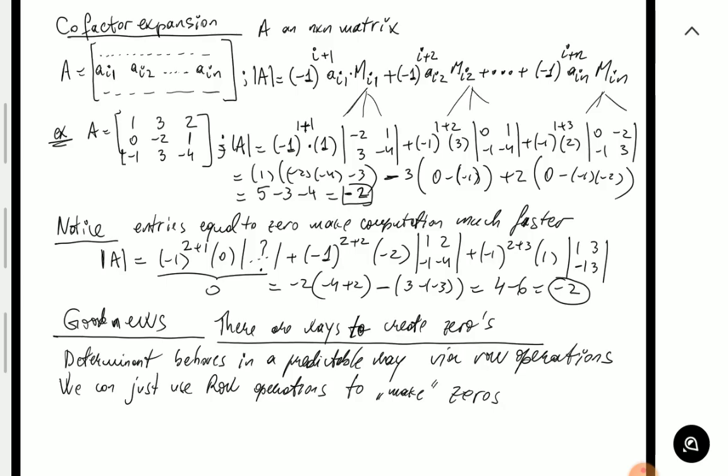So first of all, before I actually show you how this is done, let's move on to the next page, because we have to establish first how the determinant behaves under row operations, and then how we can use it to make the computation much faster. So stay tuned for the next page.